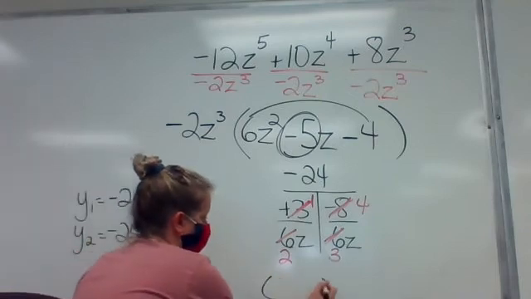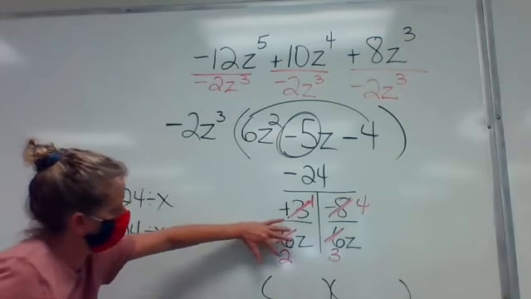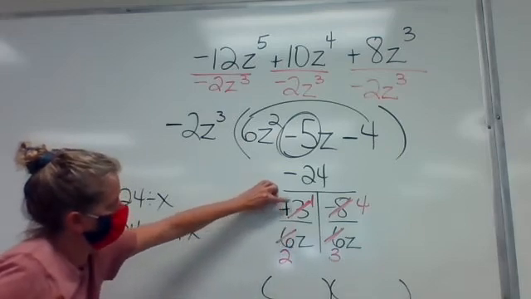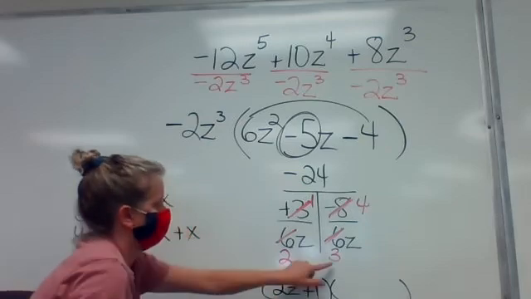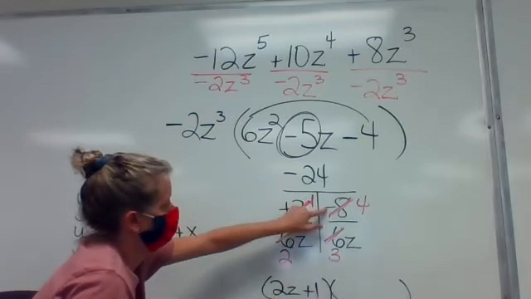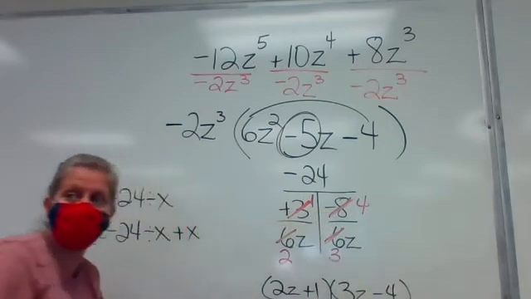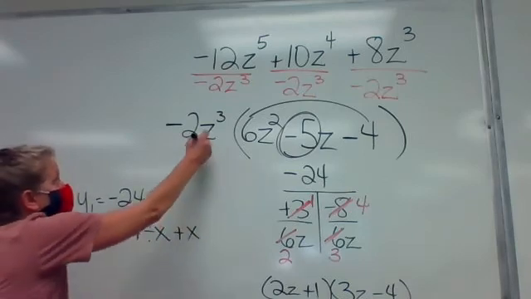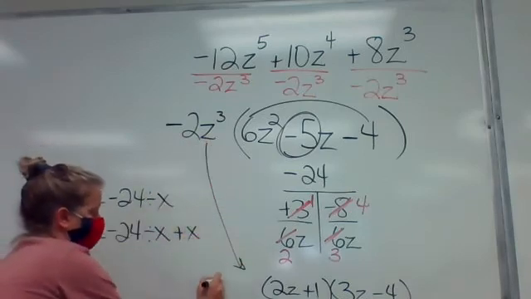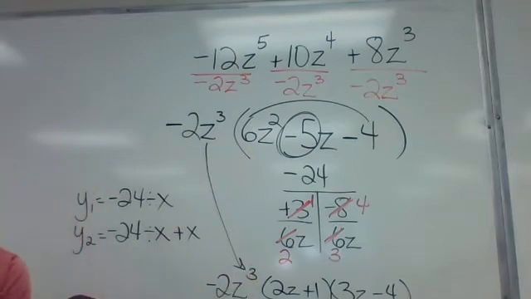So now let's make our parentheses. From those reduced fractions, what's this parentheses going to be? 2z plus 1, and then 3z minus 4. Right. 3z minus 4. Now, what did you pull out at the very beginning that is part of your answer? Negative 2z to the third. Negative 2z to the third goes in front of it.